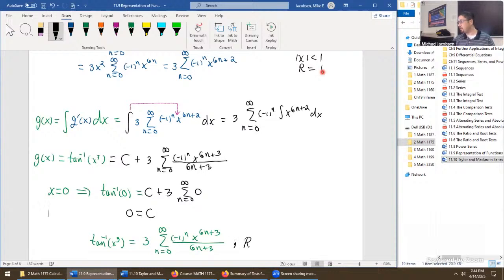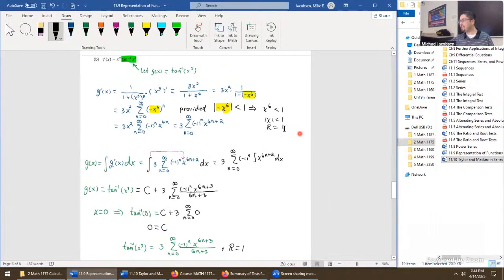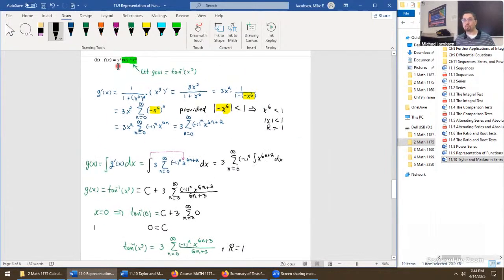But now we have to move back a bit. Go back to the original problem, which is this one. We wanted a power series representation of x squared tangent inverse x cubed. The original f of x, let me write it down from memory.